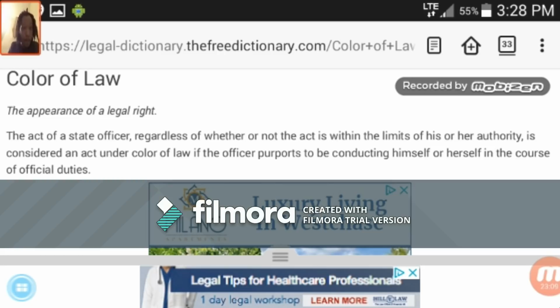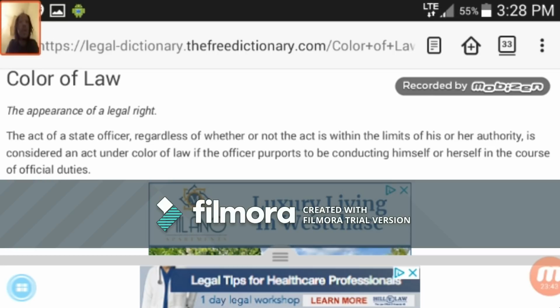Okay, so they're calling color of law basically when a state officer does something officially or unofficially, whether or not the act is within the limit of his or her authority, it is considered color of law.